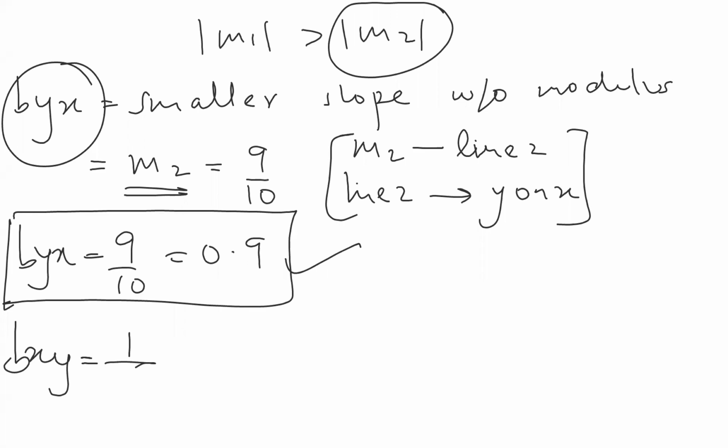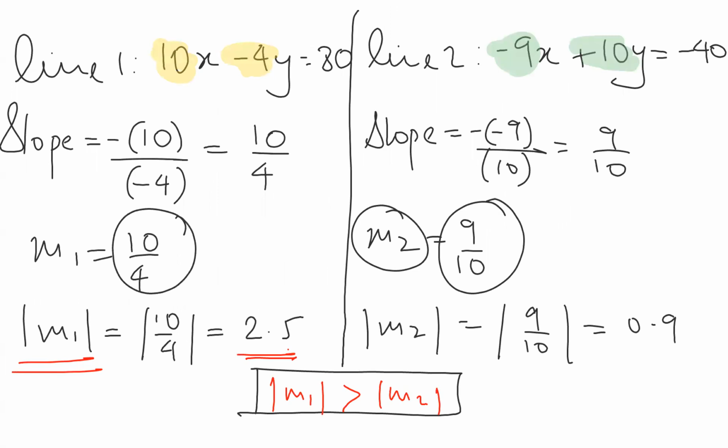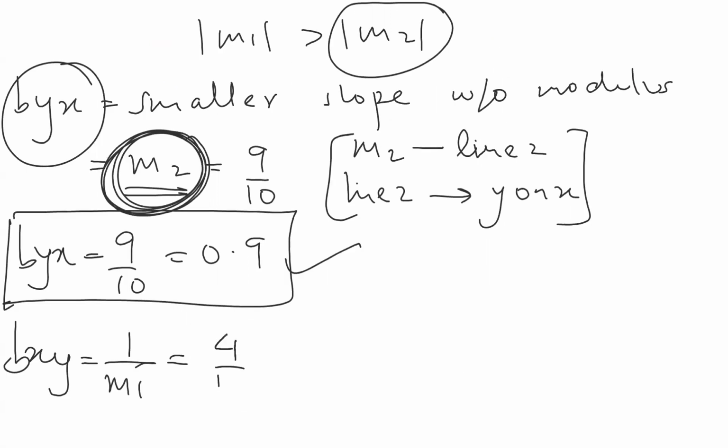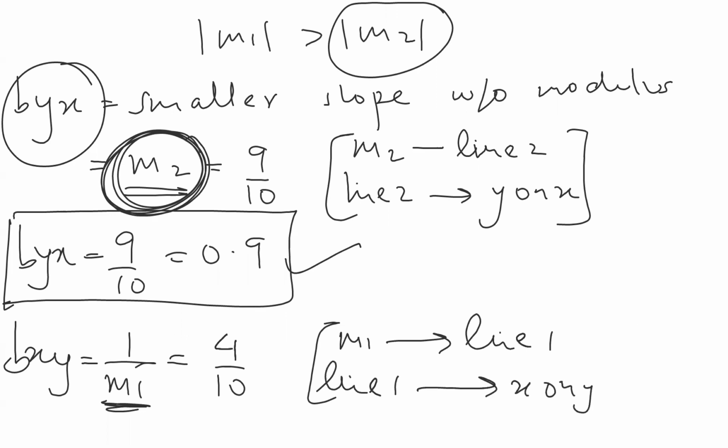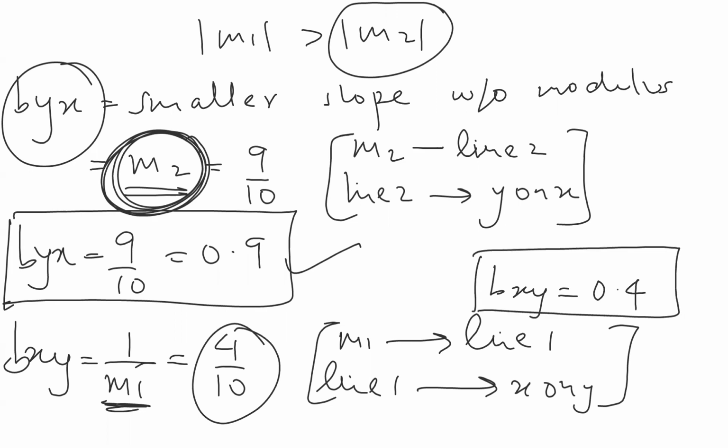bxy is the reciprocal of the other slope. The m2 task is already over. So what is the other slope? The other slope is m1, so 1 upon m1. Let's go back to the previous slide. m1 is equal to 10 upon 4, so 1 upon m1 will be 4 upon 10. What I've done is the reciprocal of m1. Now m1 comes from line 1, so line 1 is the line x on y. We got the value of byx, we got the value of bxy. Again, bxy is asked in the problem, so I'll just divide this because it's easy: 0.4.